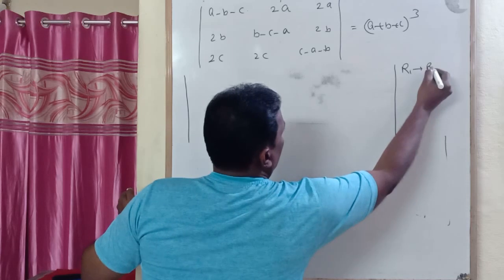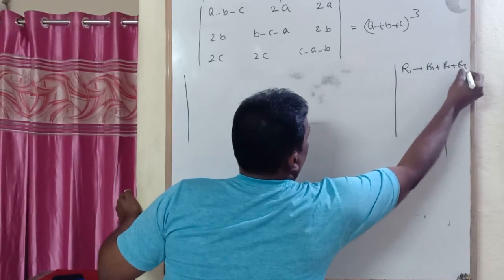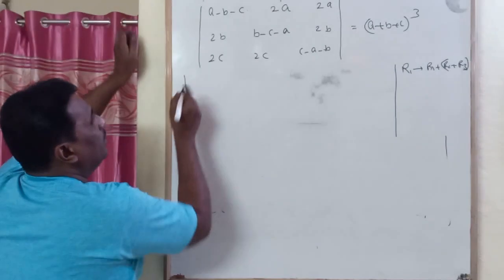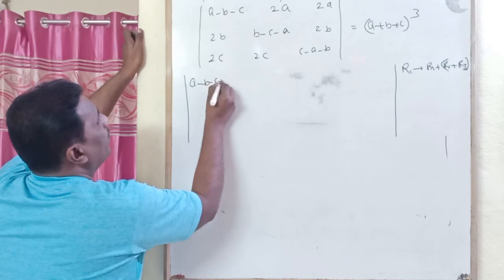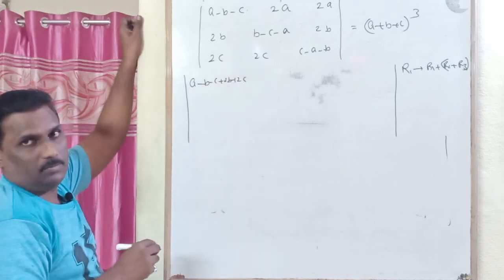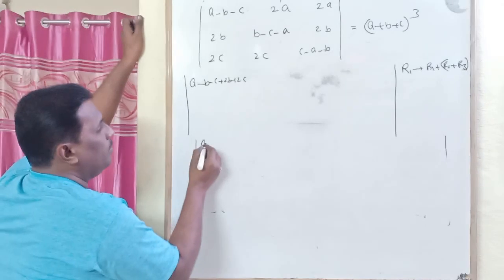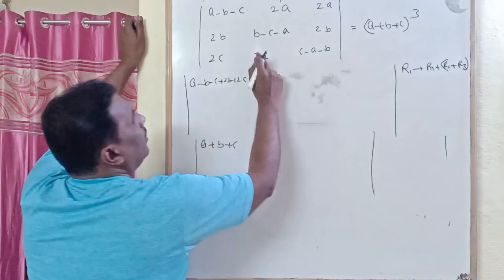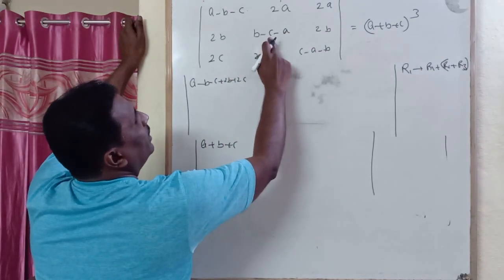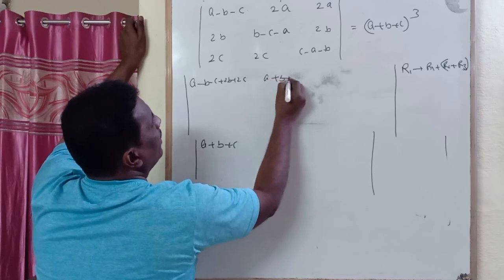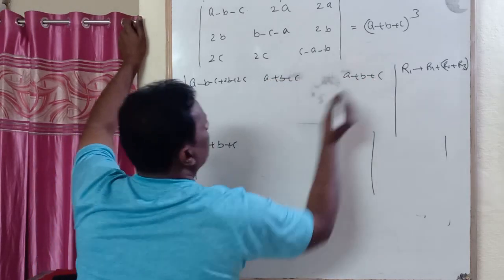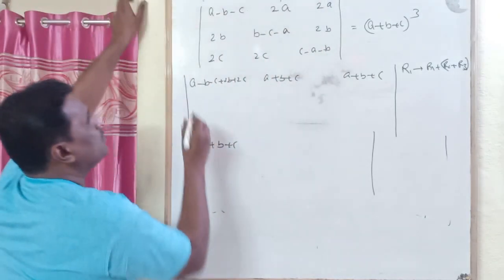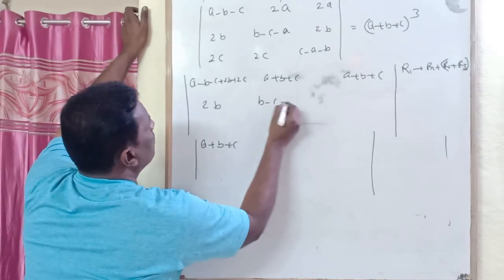first row is added with second row and third row. So all rows are added like this. It will become A minus B minus C plus 2B plus 2C, so that is going to become A plus B plus C directly in the next step. 2C will be added to this and this added to this. So again I will get A plus B plus C, A plus B plus C. 2B minus B, 2A minus A. So all will give A plus B plus C. Remaining are unaltered.